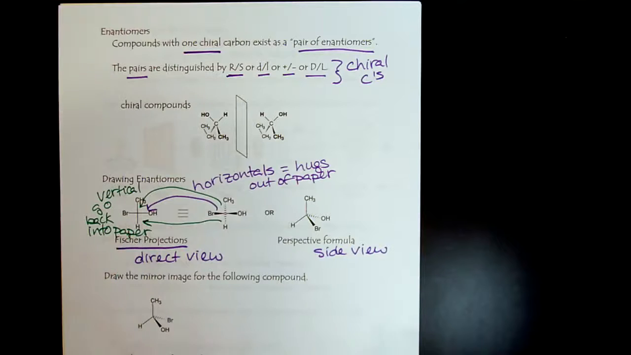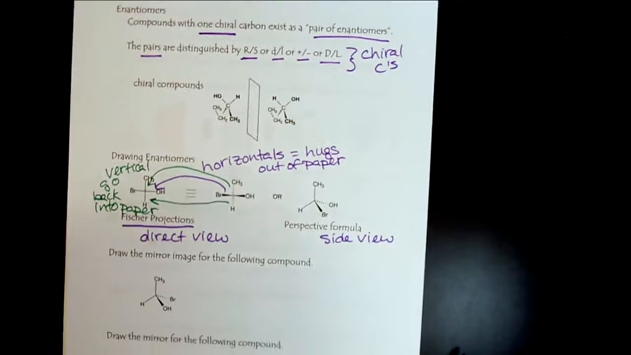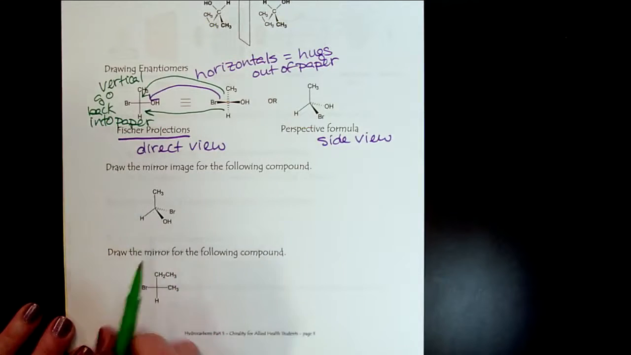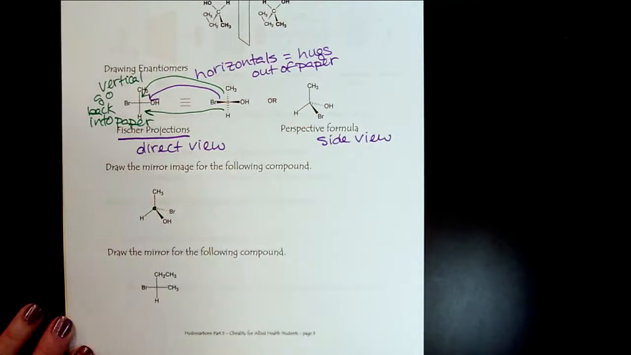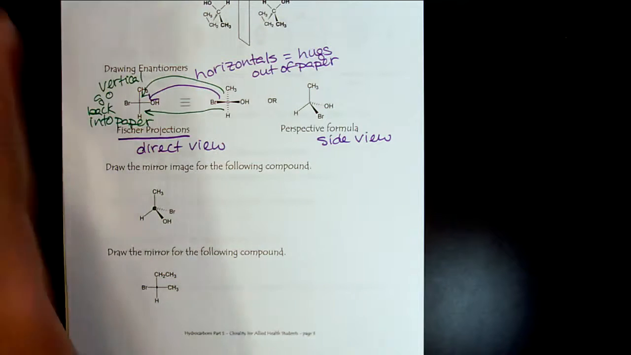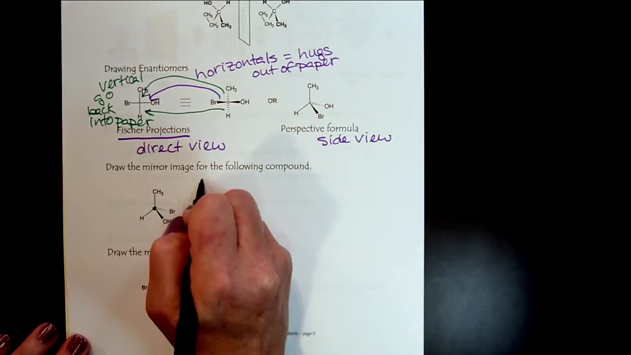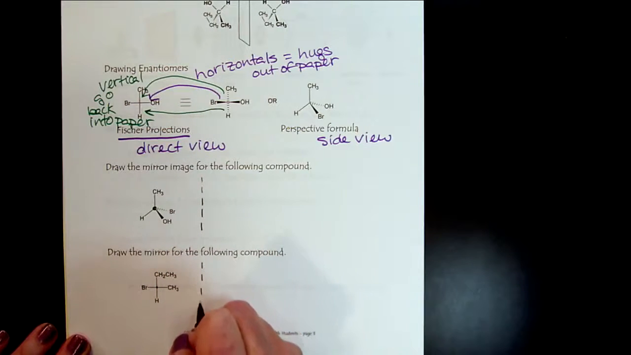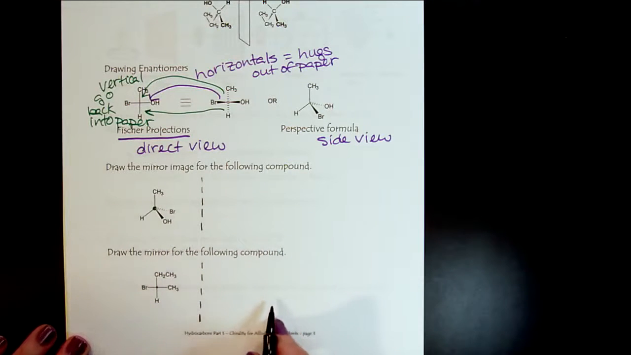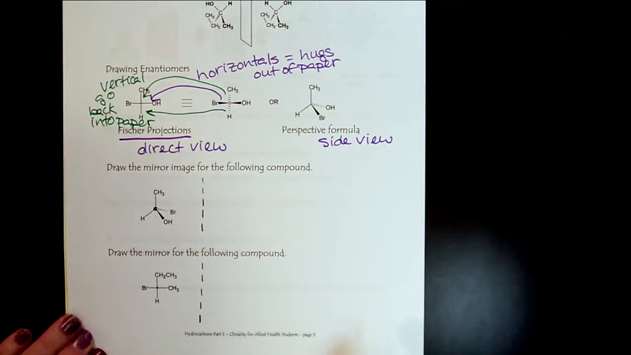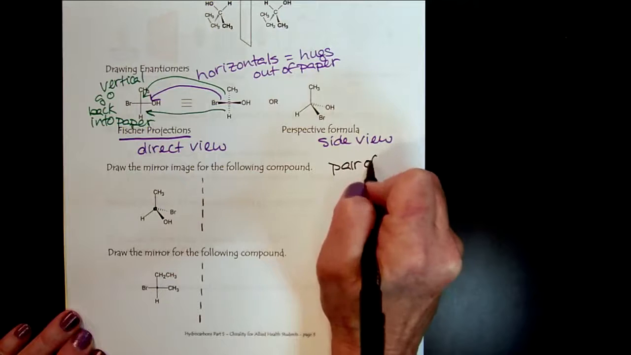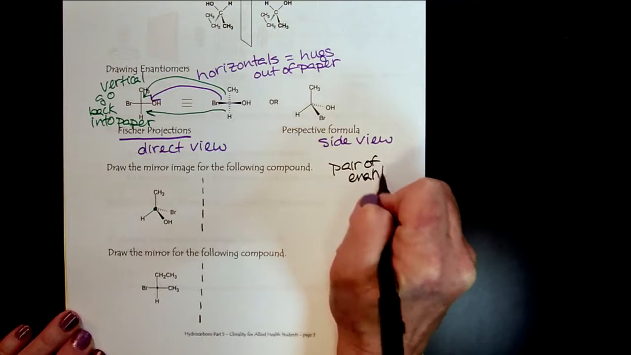All right, so when we are talking about chiral carbons, we could draw them using the perspective formula or the Fischer projection. And we want to be able to draw, since they come in pairs, if we're given one enantiomer, we want to be able to draw the pair, right? So we're going to have our pair of enantiomers.